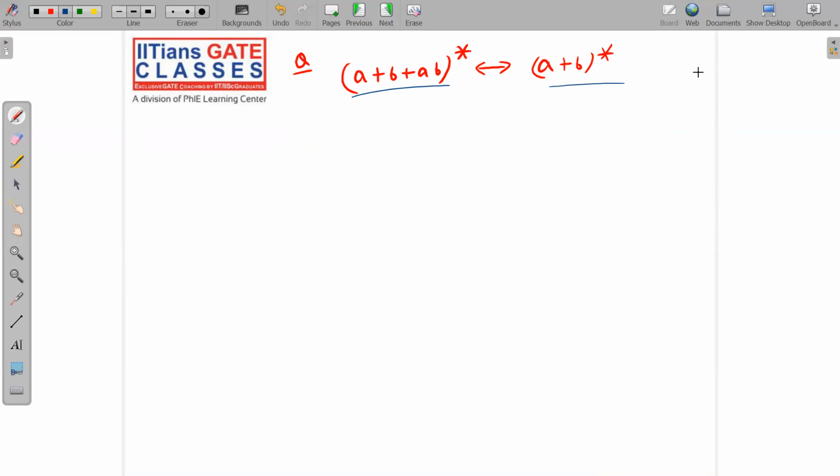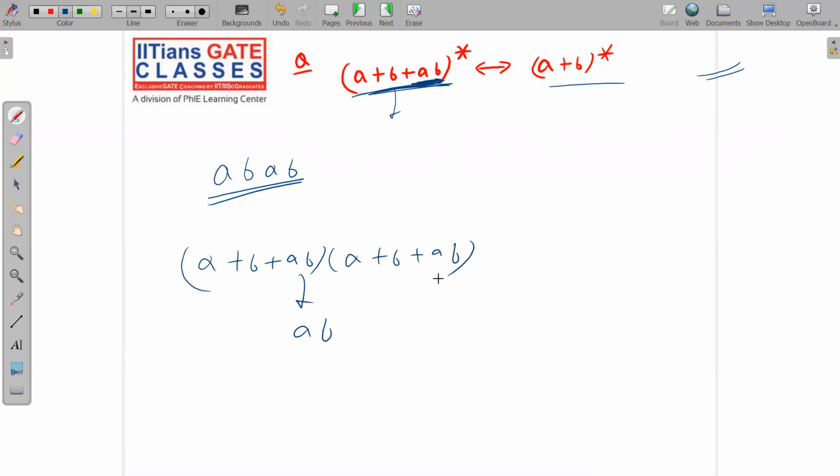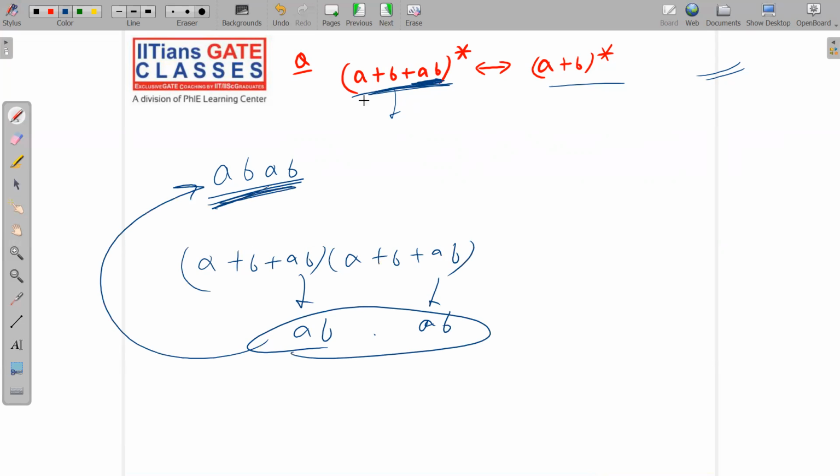These two are not equivalent, but I am saying that these two are equivalent. How am I saying that these two are equivalent? See, if I want to say ab, then you take a plus b plus ab. You take ab, you take ab. ab dot ab is nothing but ab. So ab is represented here. What about here? No problem.